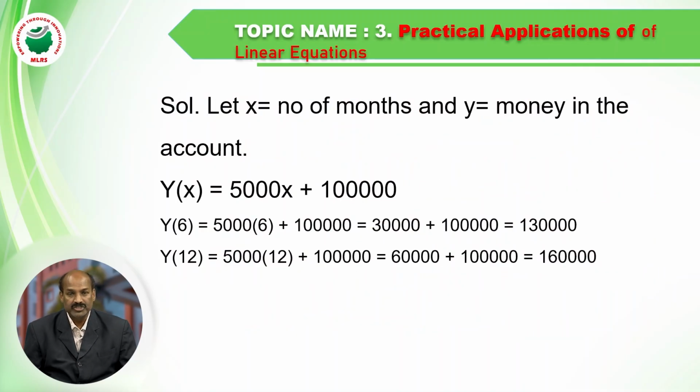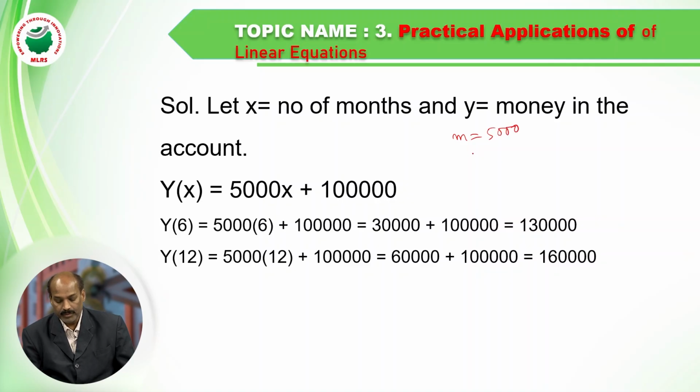Now, to change this problem into linear equation form, or to write the mathematical model of this problem as a linear equation, first I will define the variables. Let x represent the number of months and y denote the money in the account. Therefore, he wants to add 5,000 each month. That we take as m. M is equal to 5,000.